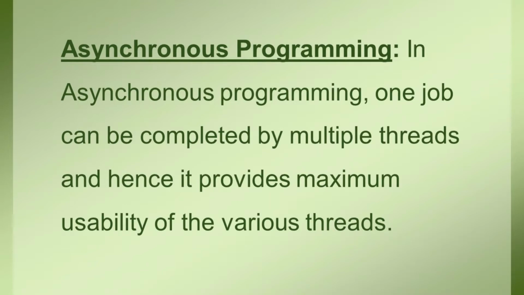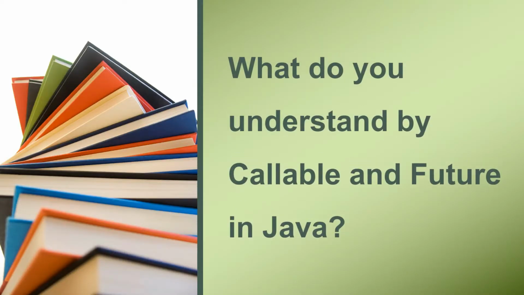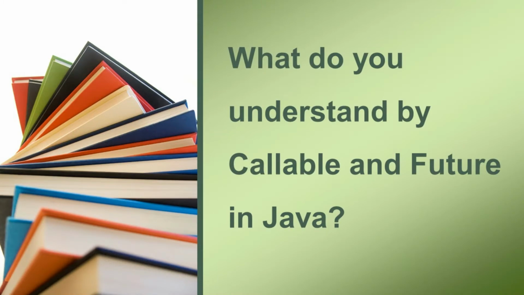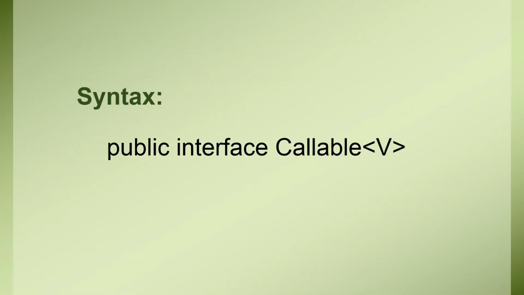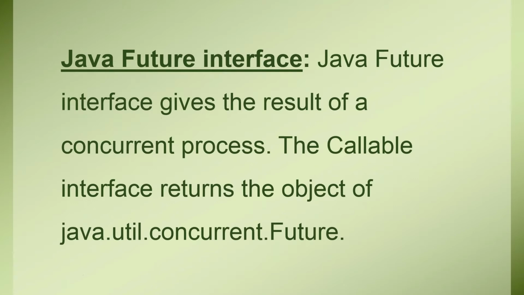What do you understand by Callable and Future in Java? Java Callable interface. In Java 5, the Callable interface was provided by the package java.util.concurrent. It is similar to the Runnable interface, but it can return a result, and it can throw an exception. It also provides a call method for execution of a thread. Java Callable can return any object as it uses generics. Consider the following syntax.